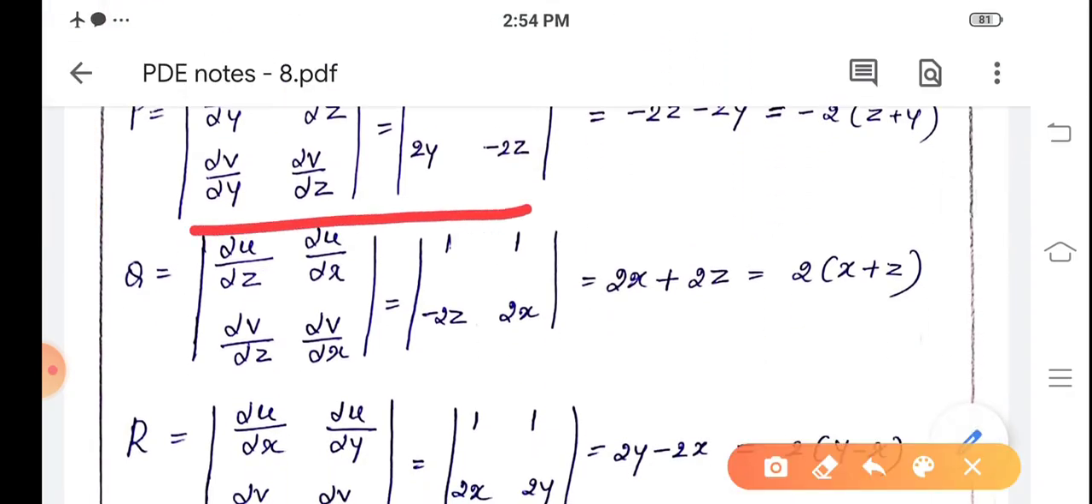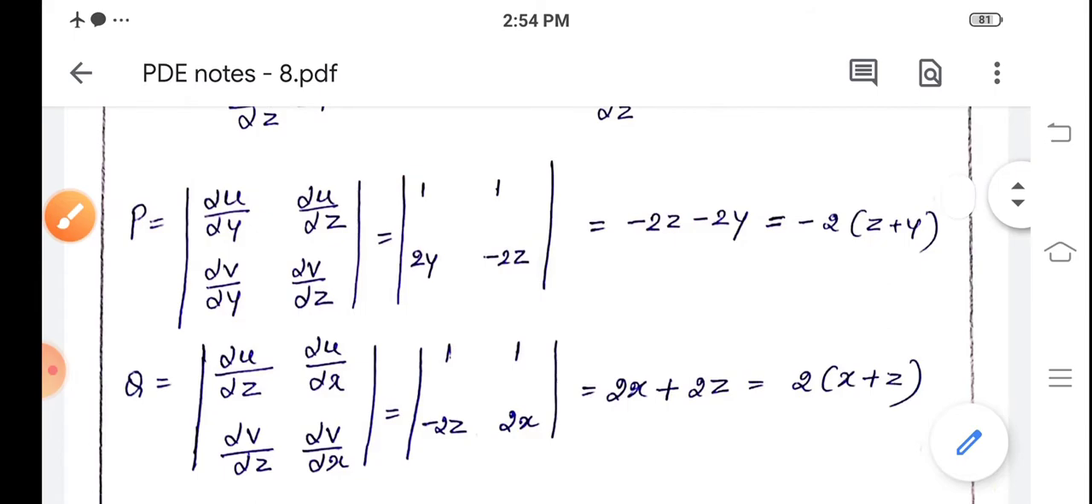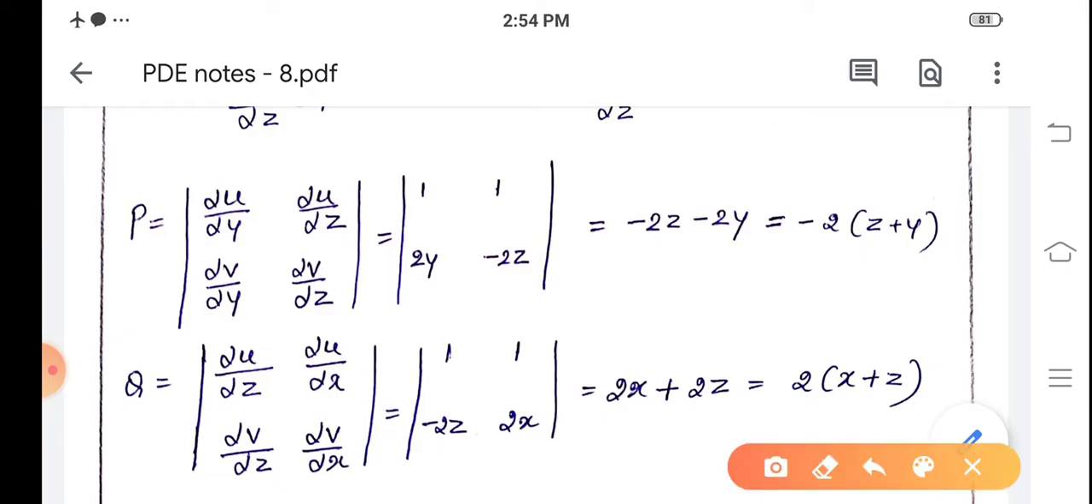P is given by this. Determinant of dou u by dou y, dou u by dou z, dou v by dou y, dou v by dou z. And when we substitute the partial derivatives, we are getting determinant of 1, 1, 2y, minus 2z. That will be 1 into minus 2z minus 1 into 2y. So minus 2z minus 2y, or we write it as minus 2 into z plus y.